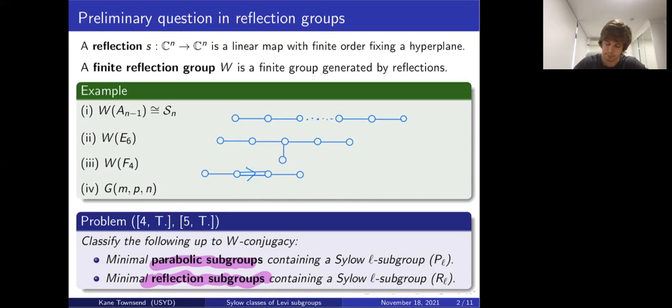But what I want to say about this classification is that the minimal parabolics form a unique conjugacy class, just because when parabolic subgroups intersect, they form another parabolic subgroup. And these minimal reflection subgroups are necessarily contained inside a minimal parabolic. That gives you an inductive way to classify these problems. So we'll look at a few examples now.